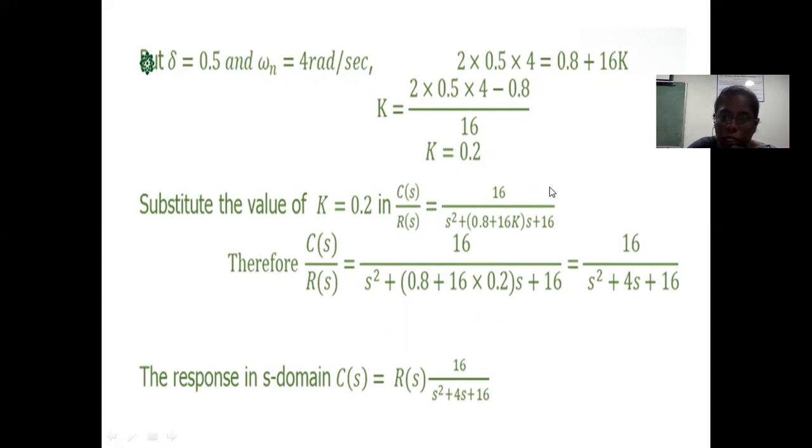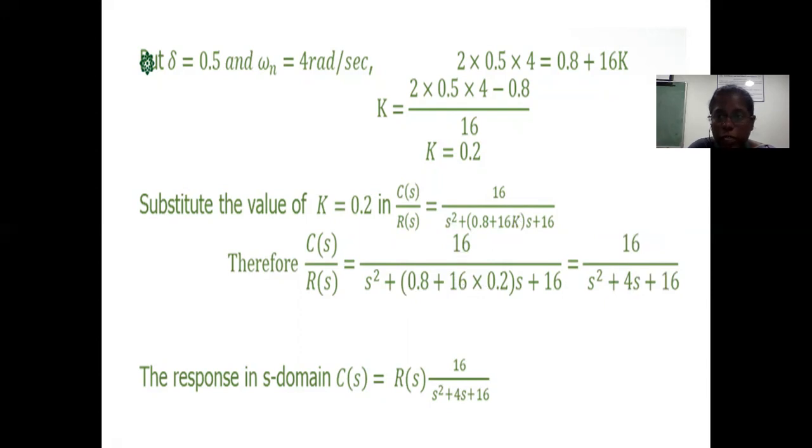Now just go back to the transfer function expression. In that expression, substitute this k value as 0.2. When I substitute k as 0.2, I'm getting 0.8 plus 16 into k, where we got the k value as 0.2. So 16 into 0.2 will give you 3.2. So 3.2 plus 0.8 will become 4. So actually, this is the transfer function we are getting for the given system after substituting the value of k.